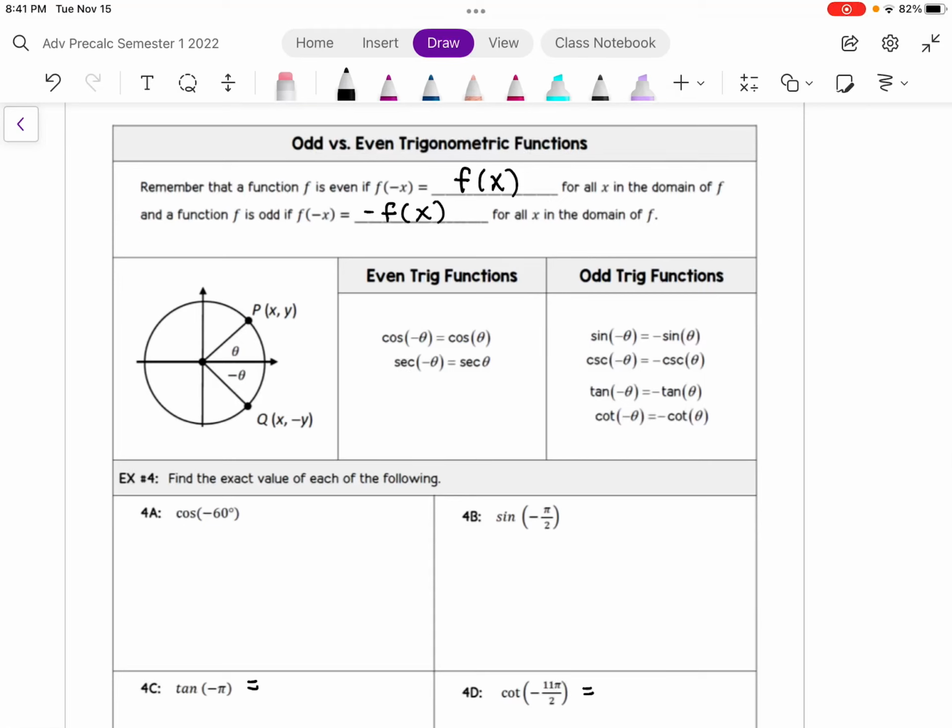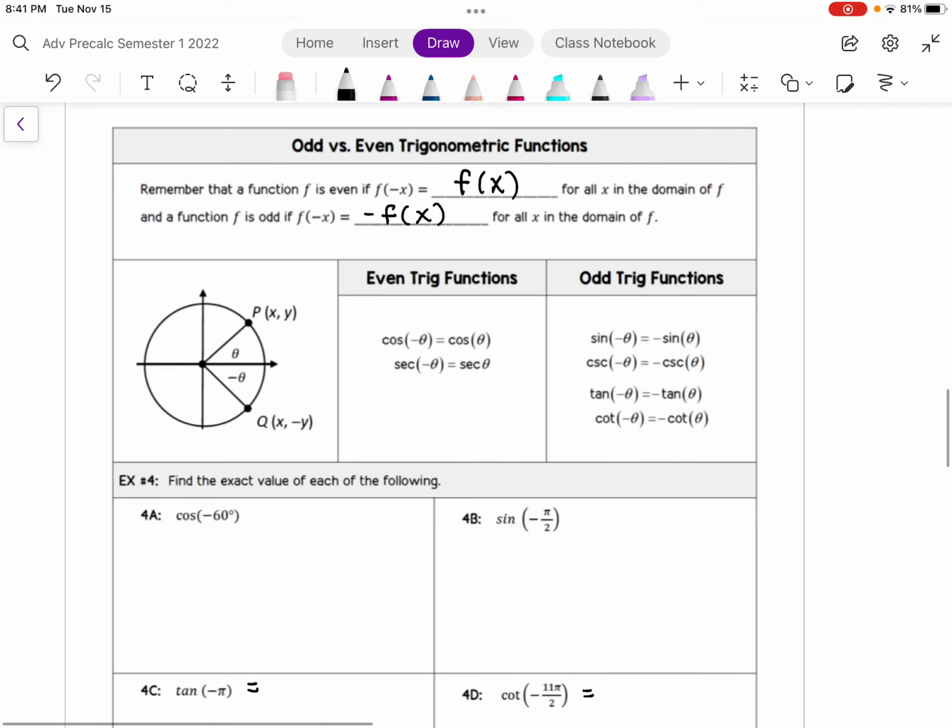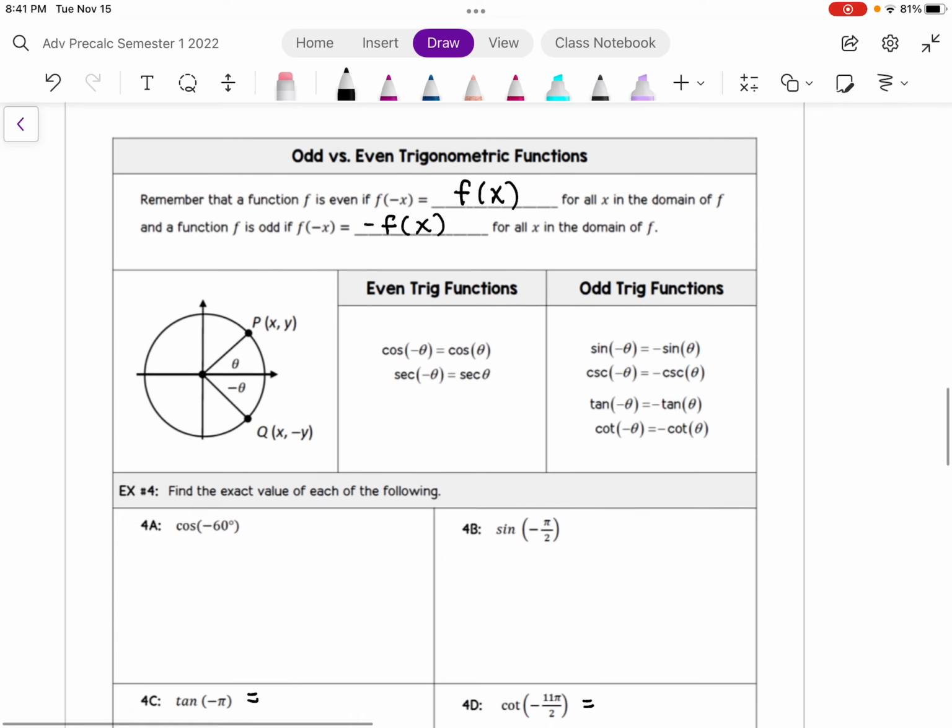All right, last piece here on 3.3 is odd versus even functions. So we've talked about odd and even, just not in the sense of trig. Remember that an even function is whenever I plug in negative x and I still just get x back. An odd function was when I plugged in negative x and got the opposite back. So cosine is even and sine is odd.